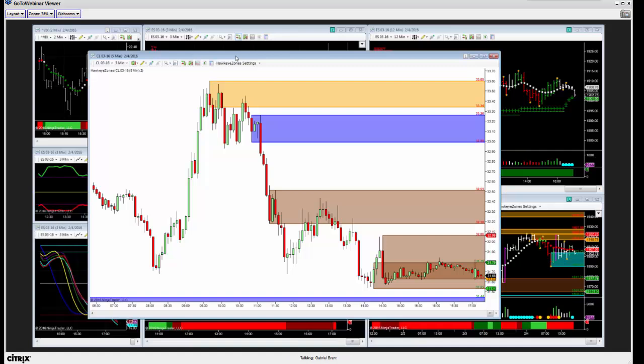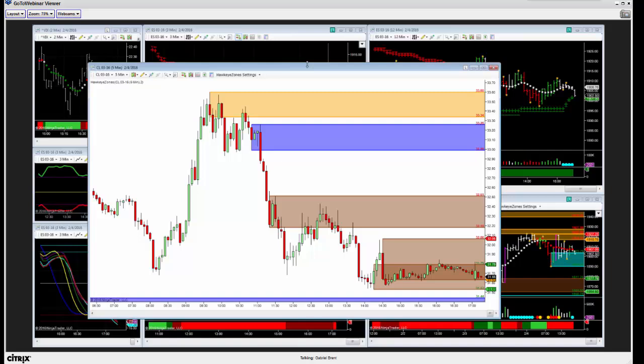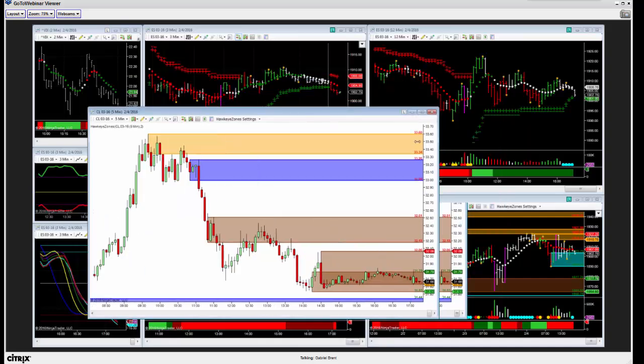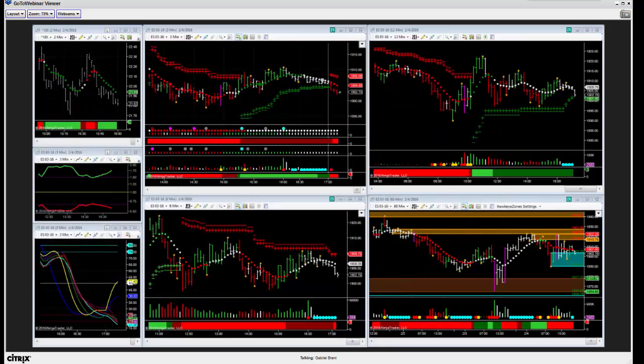Okay, I had a quick question: are the zones different on each time frame? No, they're a fractal. They form a fractal pattern based on price action and volume. So they may change size a little bit, but they are going to be highly related to one another from time frame to time frame.